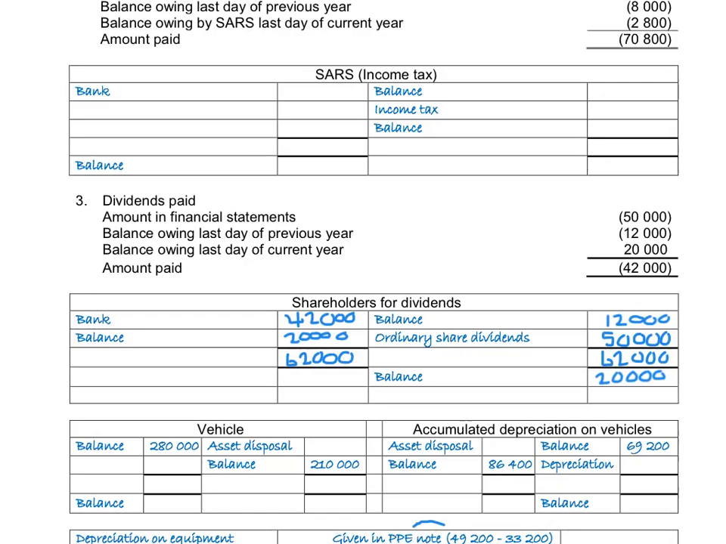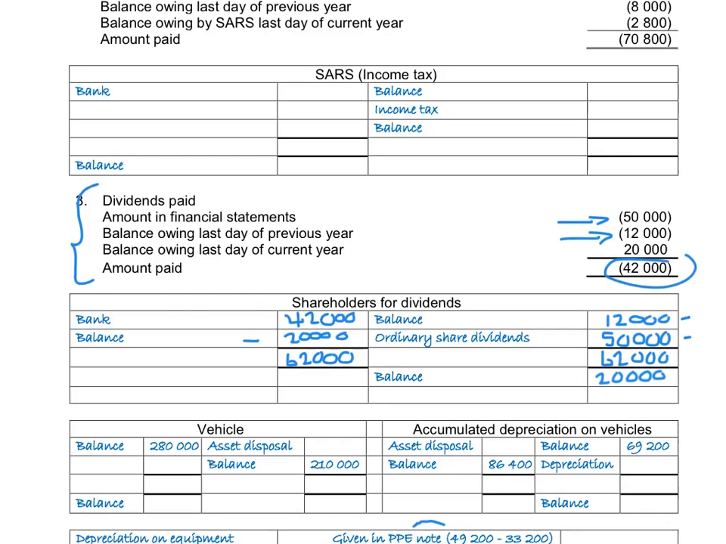You can either do a ledger account or you can complete a note for the dividends. If you complete the note, you will show the amount in the financial statements as an outflow because it's on the credit side. The opening balance at the end of the previous year was a credit balance. So therefore, both of them will be outflow negative figures. The 20,000 on the debit side will then be the positive figure to show us the total outflow in the current year.